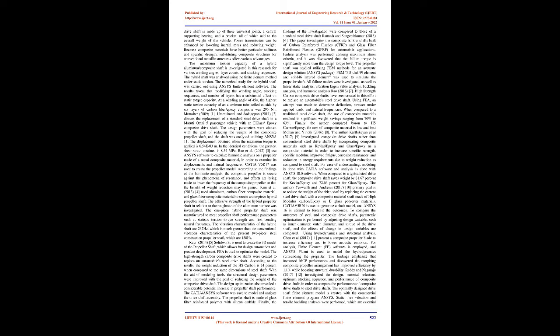Kim et al., 2013, used aluminum, carbon fiber composite material, and glass fiber composite material to create a one-piece hybrid propeller shaft. The adhesive strength of the hybrid propeller shaft in relation to the roughness of the aluminum surface was investigated. The one-piece hybrid propeller shaft was manufactured to meet propeller shaft performance parameters such as static torsion torque strength and first bending natural frequency. The vibration characteristic of the hybrid shaft is 237 Hz, which is much greater than the conventional vibration characteristic of the present two-piece steel construction propeller shaft, which is 150 Hz.